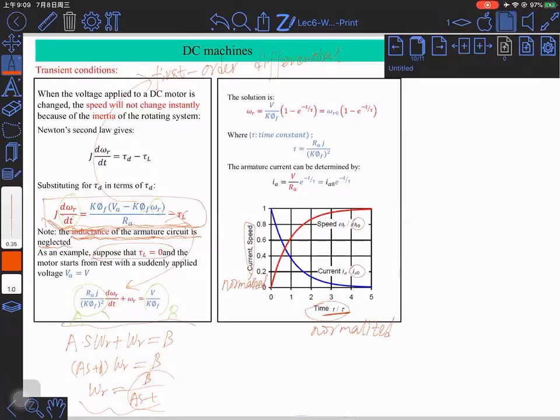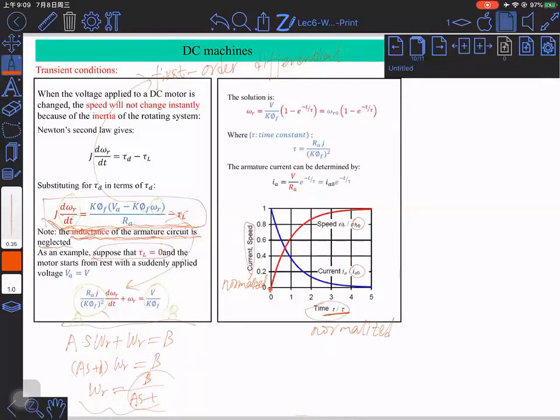So let's firstly look at the beginning. At the beginning, the time is 0. So obviously, at this time, we have no speed. You can also find the information from this equation, because when t equals 0, e to the power 0 is 1. So this part is 0, and you have 0 speed. That means at the beginning, you really have a 0 speed.